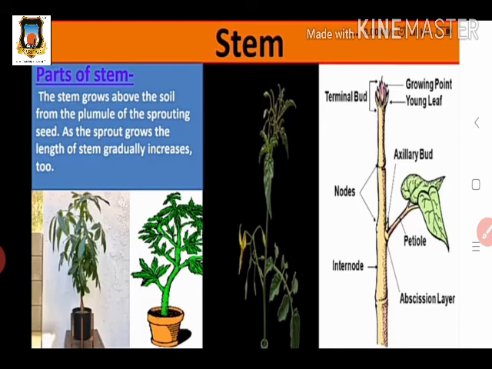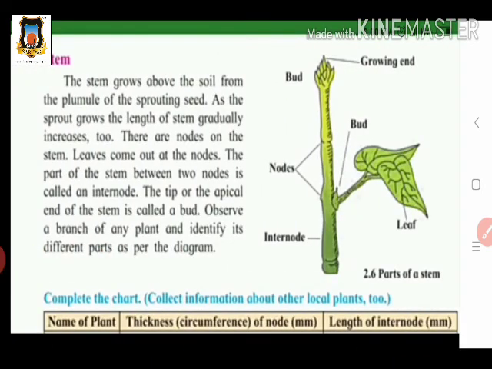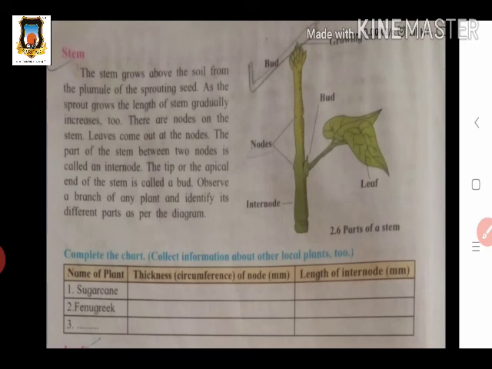So they give us an activity for this in your textbook. Complete the chart, collect the information about local plants. They give us some examples of plants, that is sugar cane, fenugreek. You can also add the names of other plants and observe the thickness of the node and length of internode in millimeters. You can observe this and note it down in this table. So you should do this activity by collecting the stems of various types of plants and complete this table.